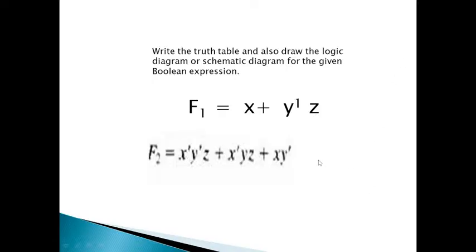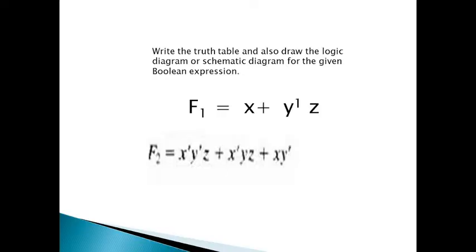Now here we may get 2 types of logic diagrams for this. Why? Because here X bar Z we have common, here also X bar Z we have common, plus X Y bar. If you take the X bar Z in these 2 expressions, X bar Z multiplied with Y bar plus Y. What is Y bar plus Y? Boolean law, Y bar plus Y is equals to 1. So hence the expression is X bar Z.